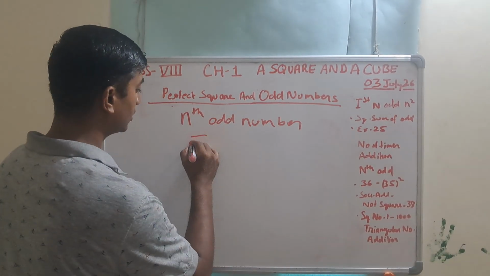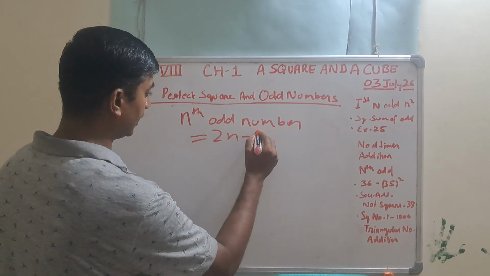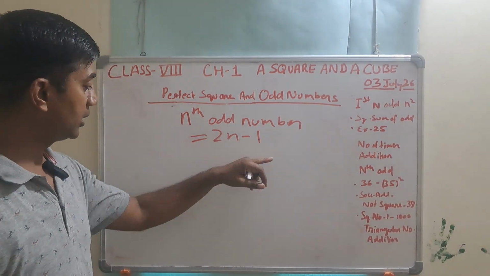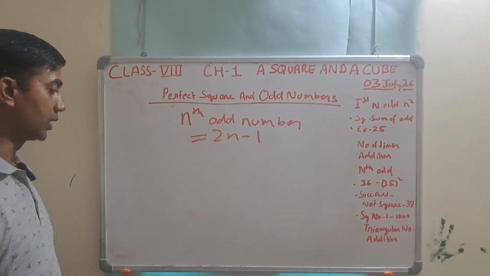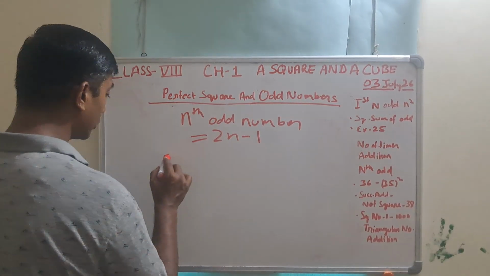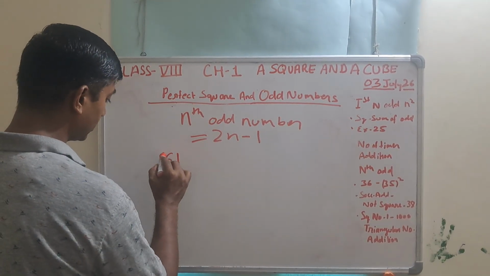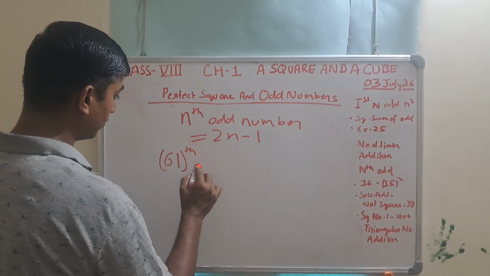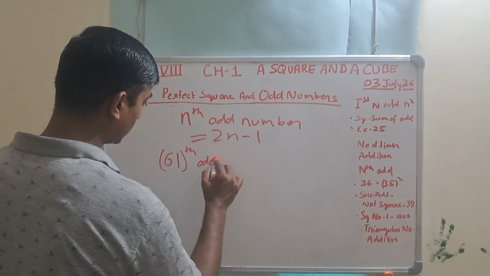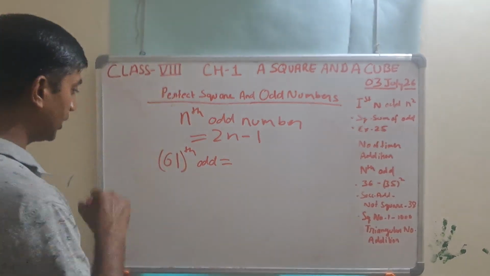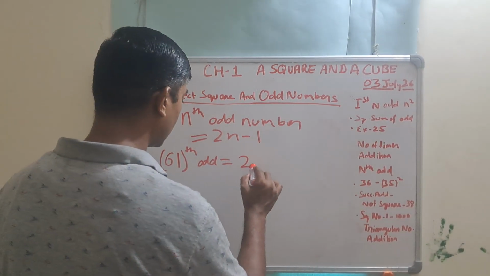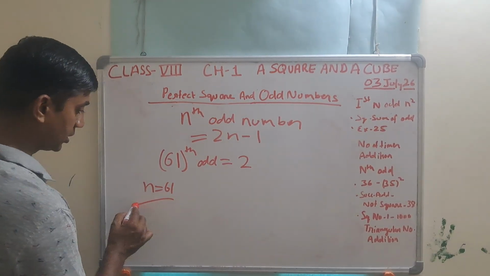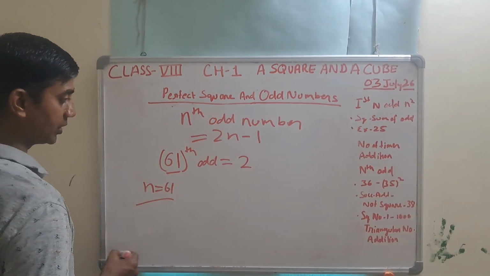What is the formula? 2n minus 1. To find the nth odd number, we have the formula 2n minus 1. If you want to find the 61st odd number, we will apply this formula. Here our n is 61.